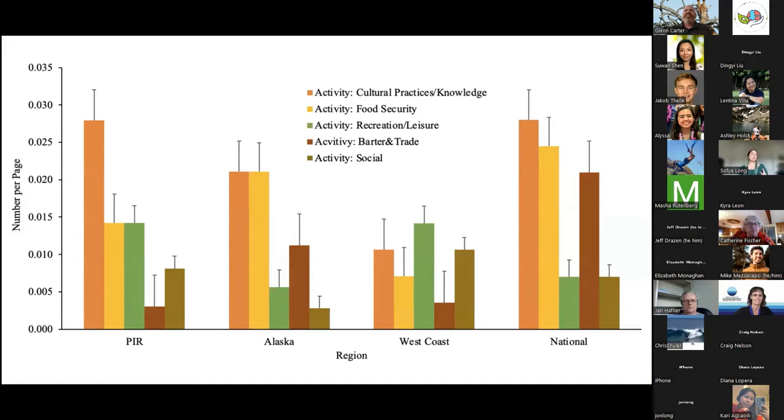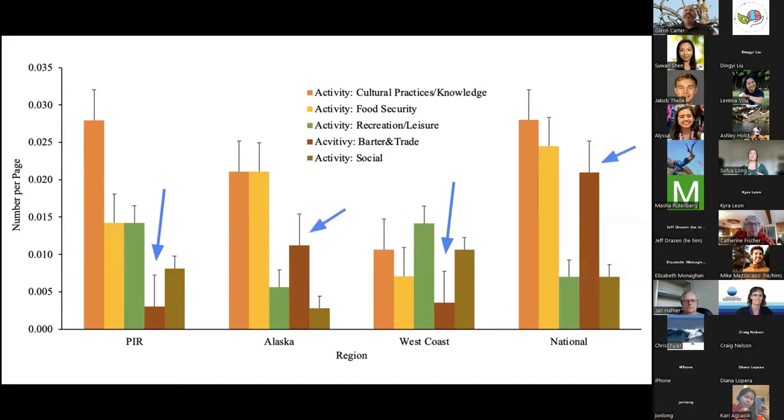This figure is set up the same way as the previous one, except now it is looking at the most frequently coded activity categories. Overall, there's a relatively equal distribution, nothing too striking between all of the regions, but I want to draw your attention to this barter and trade category in the Pacific Islands and the West Coast that's very low, but it's quite high in Alaska and the national documents.